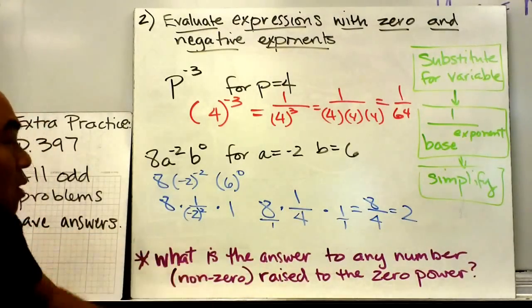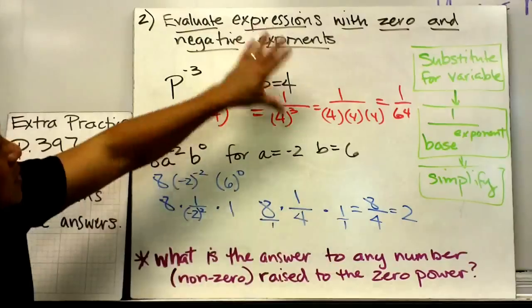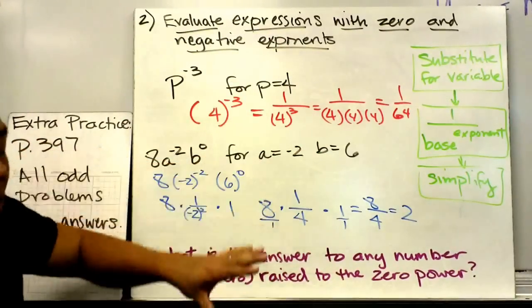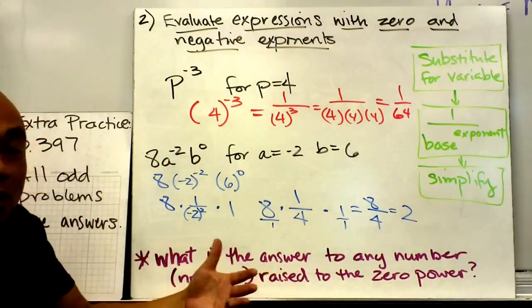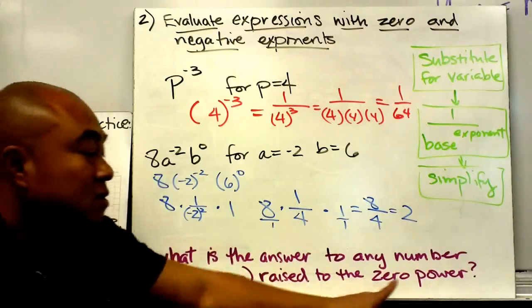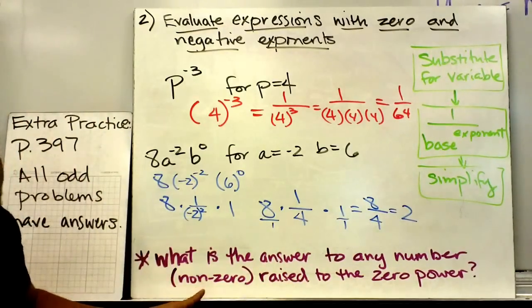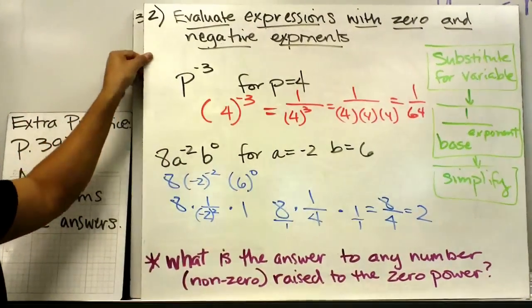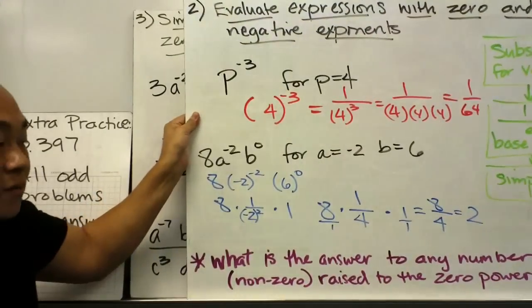All right. So, again, we've just evaluated a couple of expressions. The question that I'm going to ask here, and you should be able to answer, is, what is the answer to any number raised to the 0 power? Make sure that number is a non-zero number, okay? So you should be able to know what that answer is, just by what we've done so far.